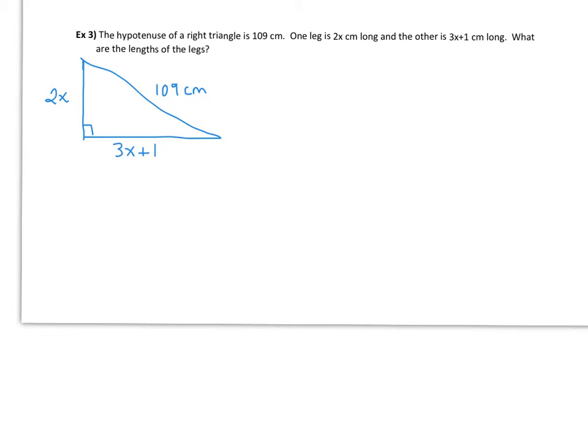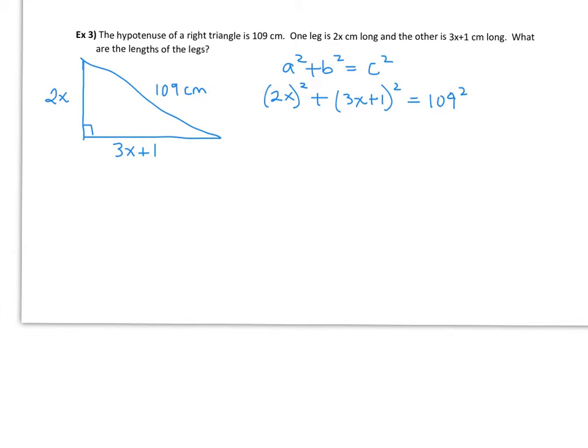Well, what we're going to use here is something that applies to right angle triangles. We know the Pythagorean theorem, a squared plus b squared, has to equal c squared. The Pythagorean theorem holds true for a right angle triangle. The c, remember, is your hypotenuse, and your other two sides are the a and the b. So really what we have is (2x) squared plus (3x plus 1) squared equals 109 squared.